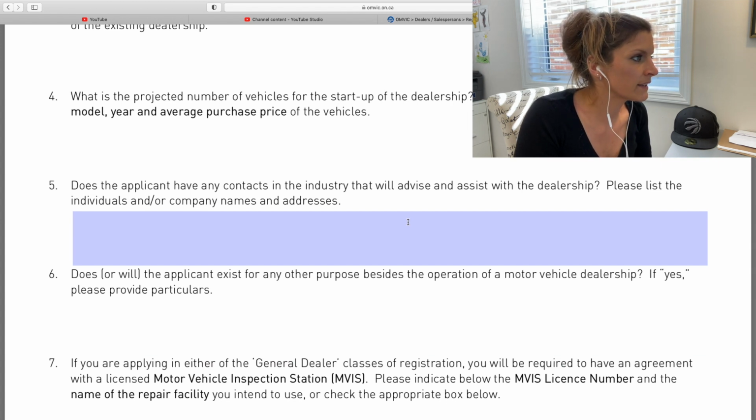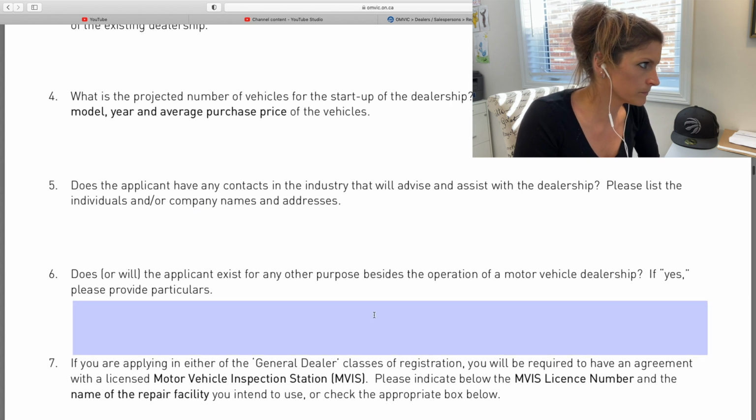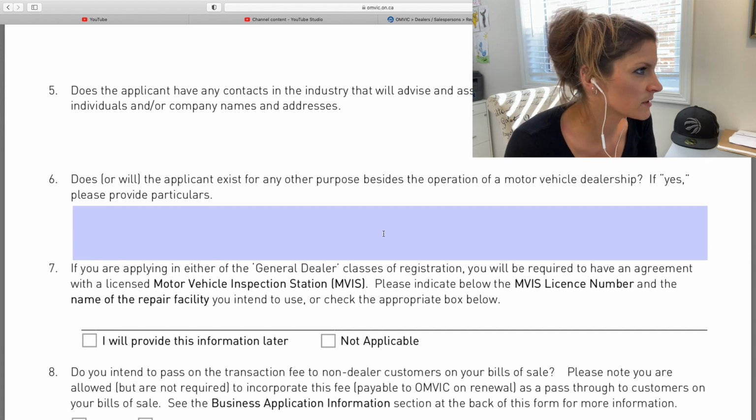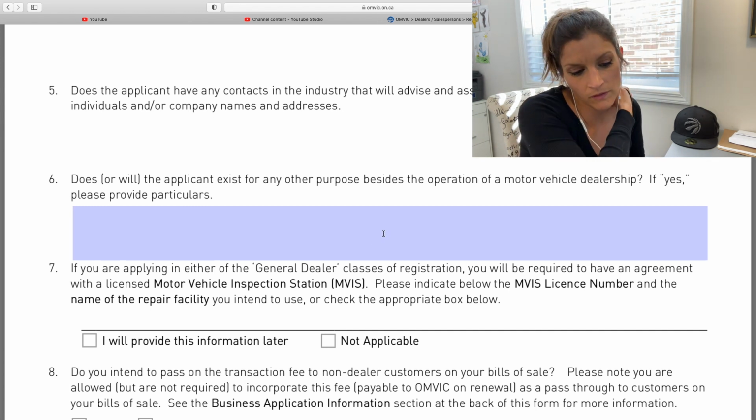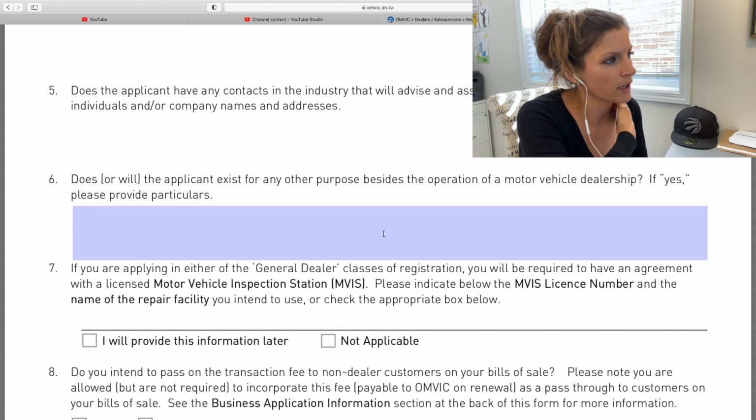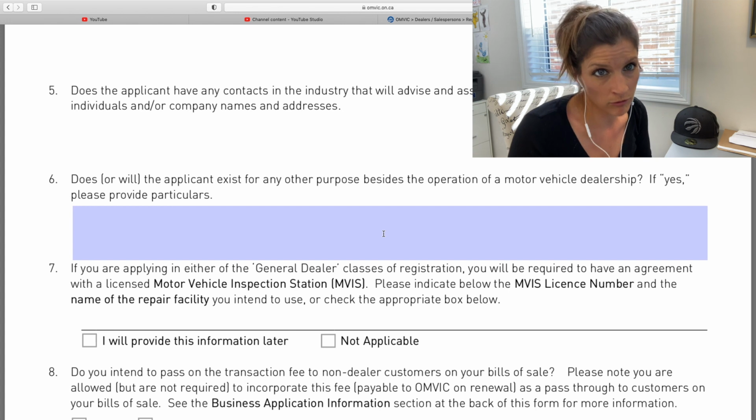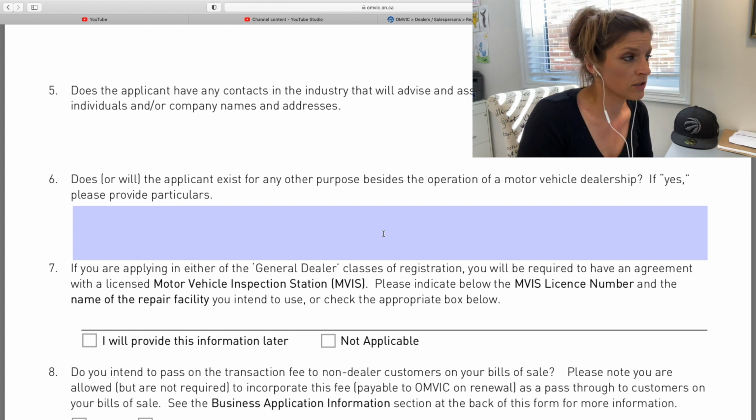Does or will the applicant exist for any other purpose besides the operation of motor vehicle dealerships? If yes, please provide particulars. I don't know exactly what this means, but clearly if your bread and butter is to sell cars, then that's why your business exists. But perhaps you also want to fix cars, maybe be an auto repair shop. You'd probably have to say yes and talk about that a little bit.